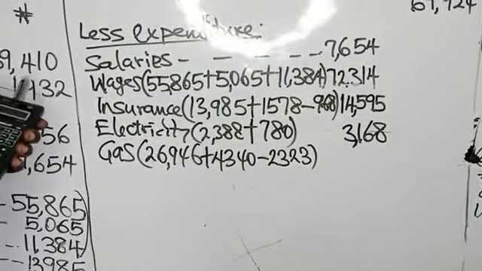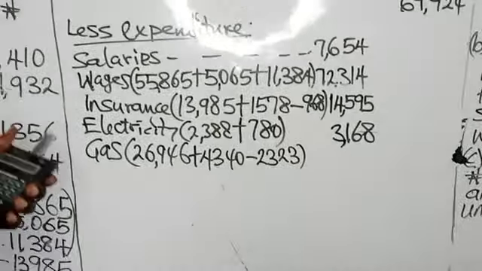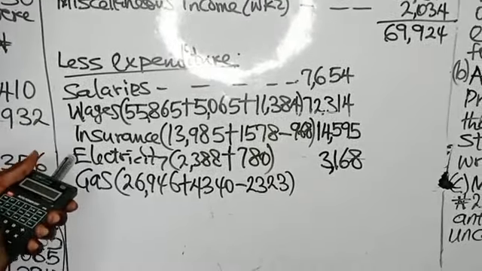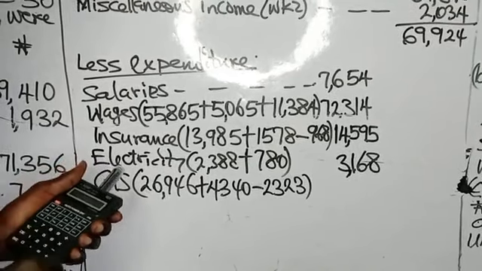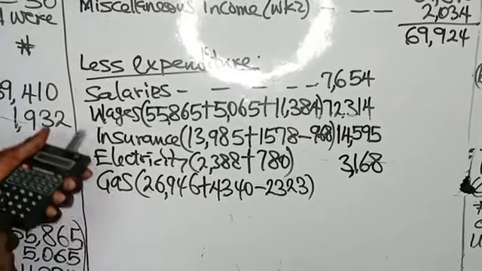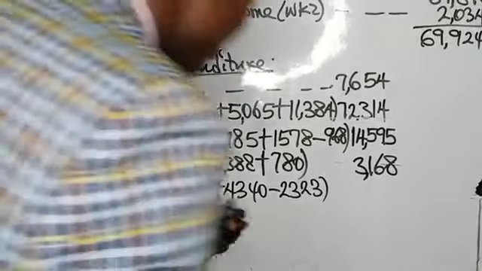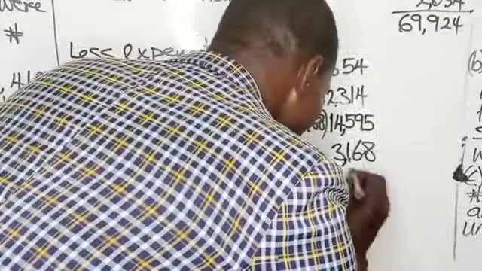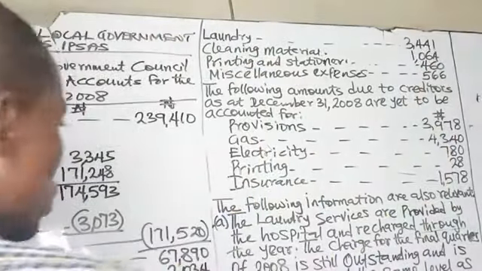We have 26,946 plus 4,340 minus 2,323. That gives us 28,963. Laundry, 3,441. Let's go through the note.